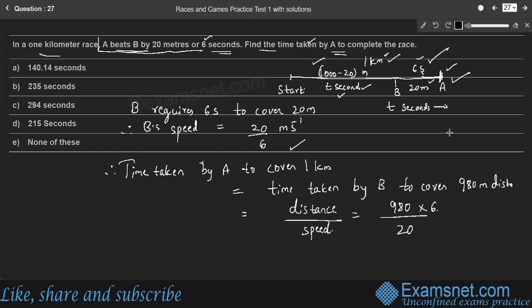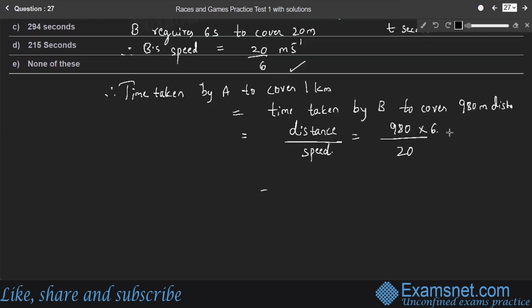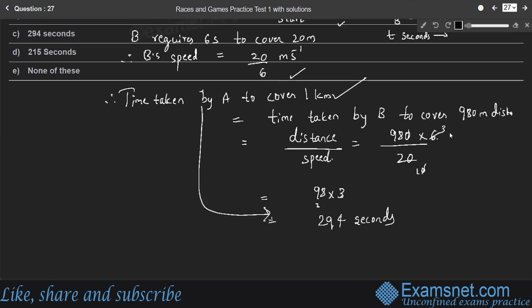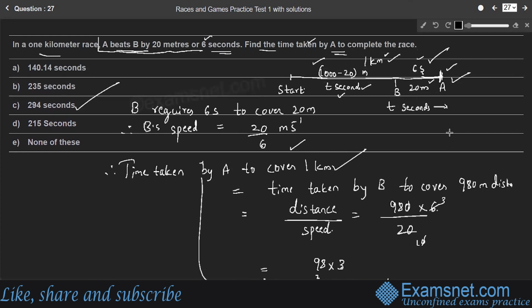So 6 goes to numerator. Simplify it, right? So here 2 into 3, 2 into 10. So here 0 and 0 will get cancelled. So we have 98 into 3. So 294 seconds. So A takes 294 seconds to cover 1 kilometer distance. To complete the race, A takes 294 seconds. Hence, option C is the right answer.